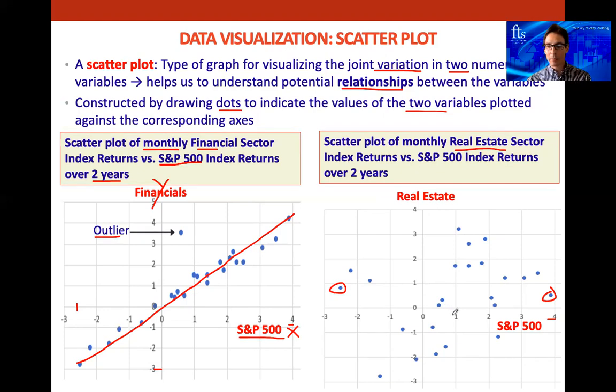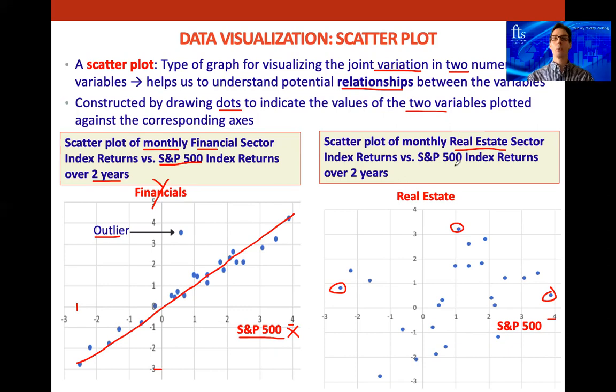Let's try another one over here. In this one, the S&P 500 did only 1%, but retail, a big part of the real estate sector, did over 3%. So we've got no association between these dots. We can't draw any line. So there's a very weak association between the real estate sector and the S&P 500 index.